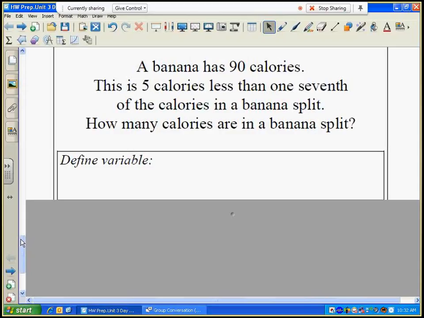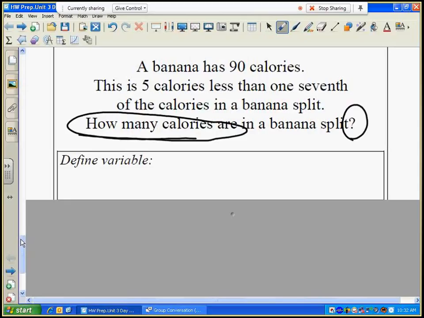All right, I find the question mark. I go back and it says how many calories are in a banana split. All right, so right here, how many calories is what it's asking for. Okay. When y'all see the words how many, what they're asking for is a quantity. They're talking about a number. So when I put down my variable here, I'll just go with x again, but it's okay if you used a different letter. I'm going to say that x is the number of calories.